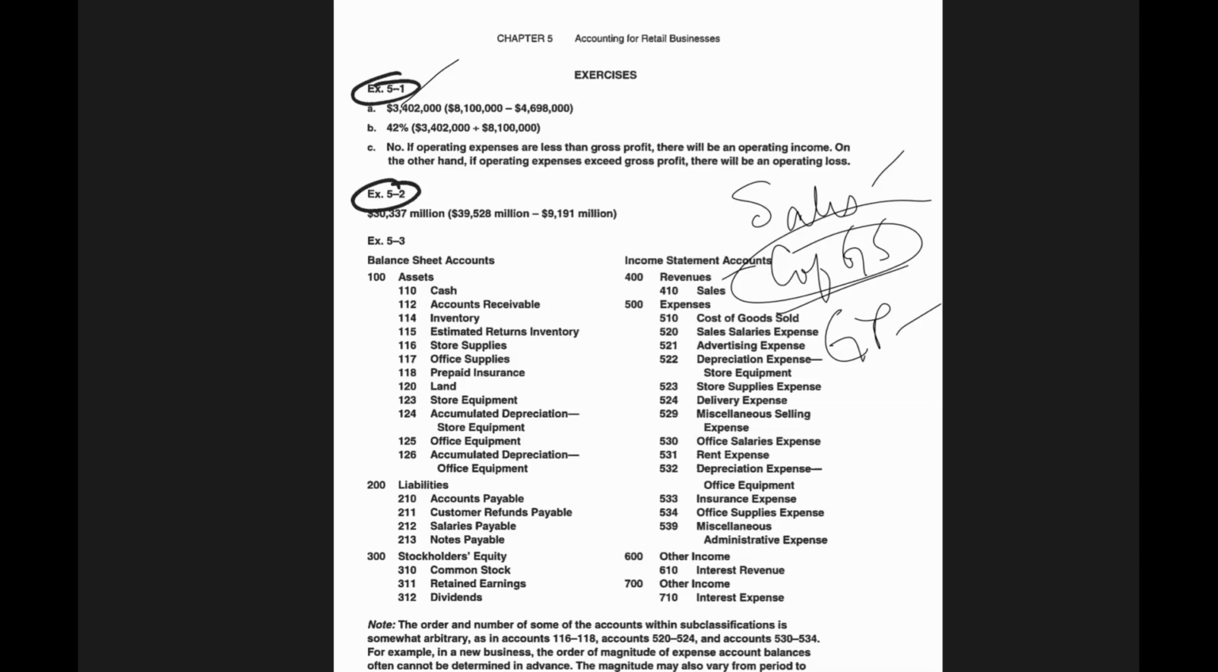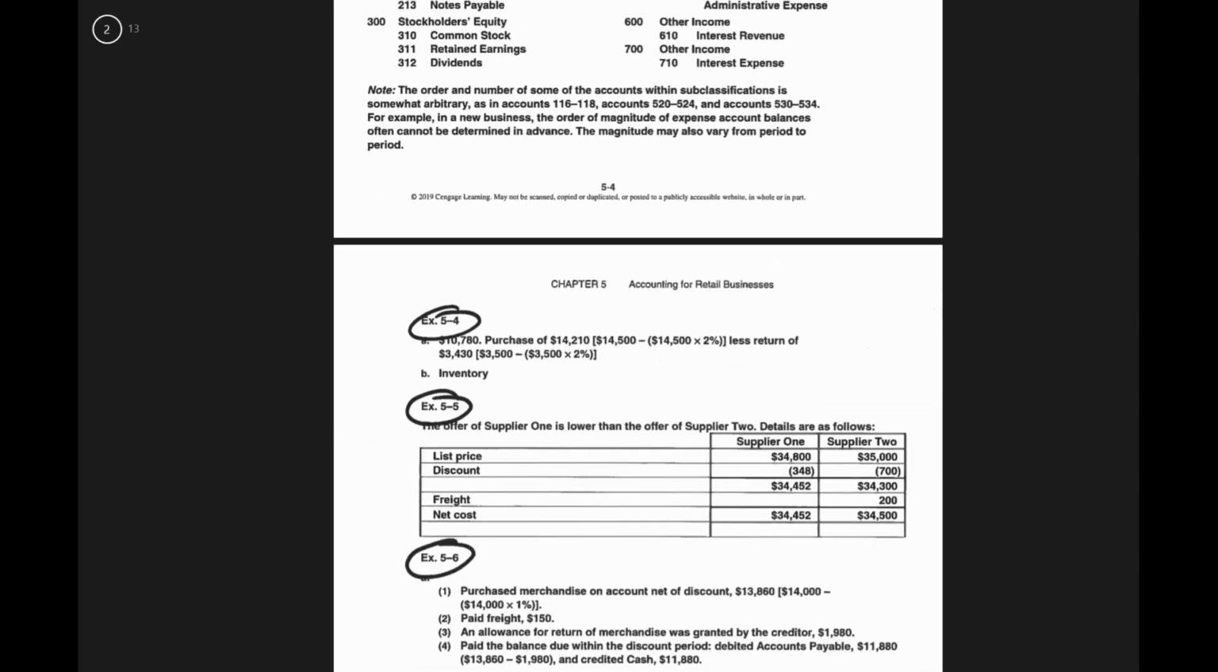All right, moving along, our next exercise assigned, I believe, was number 4, and it reads, the stationery company purchased merchandise on account from a supplier for $14,500. Terms are 2/10, net 30. The stationery company returned merchandise with an invoice amount of $3,500 and received full credit. What is the amount of cash required for the payment?